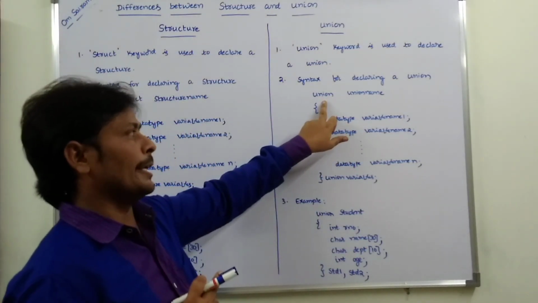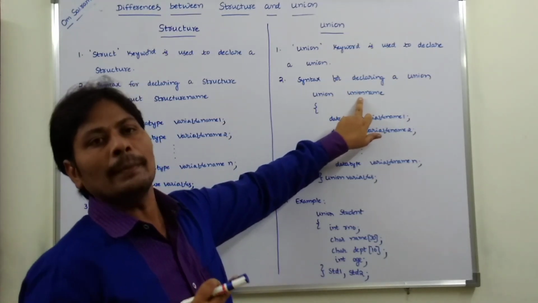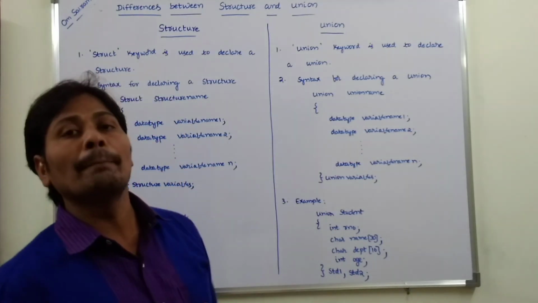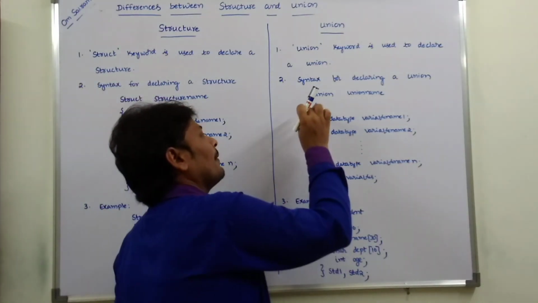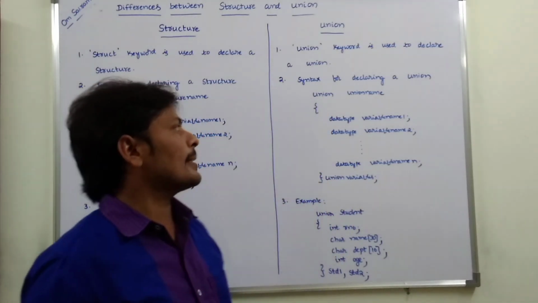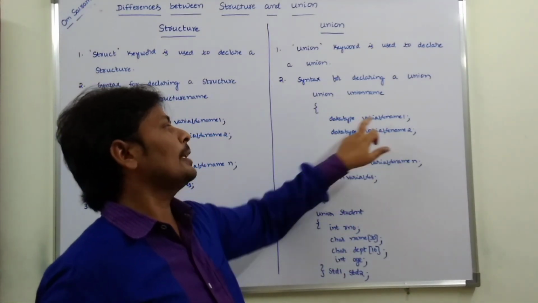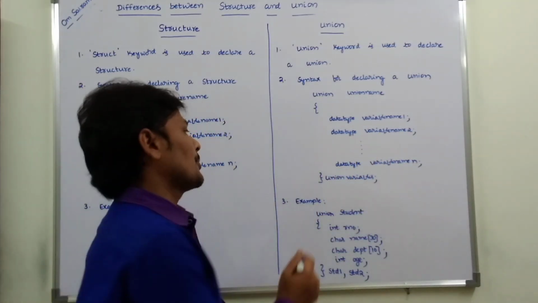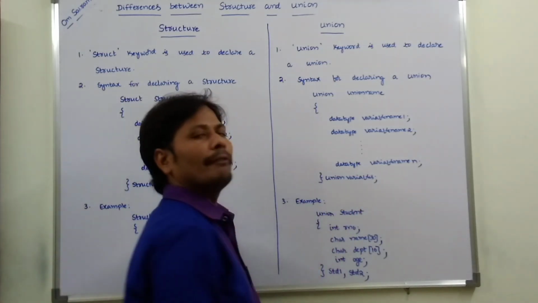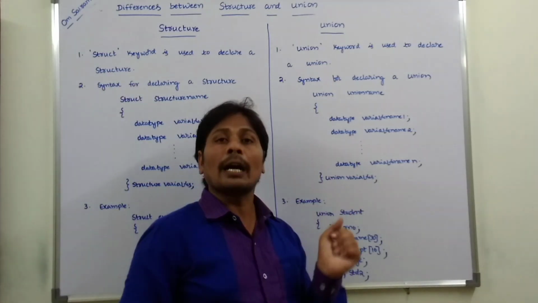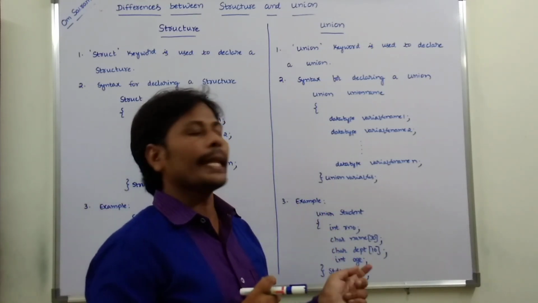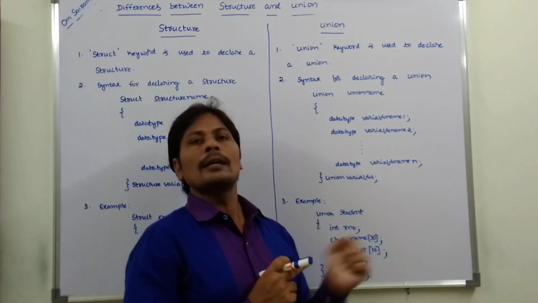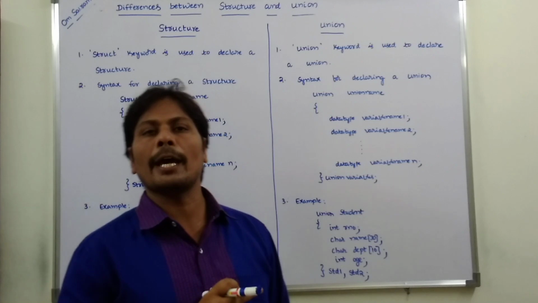Next, the syntax for declaring a union. Here union is the keyword. Next, this is the union name, also called the tag name. These are called the members of the union, between the opening brace and closing brace: data type variable name 1, data type variable name 2, up to data type variable name n. Then closing brace, union variables. We can declare one union variable or more than one, separated by commas, and finally we put a semicolon.